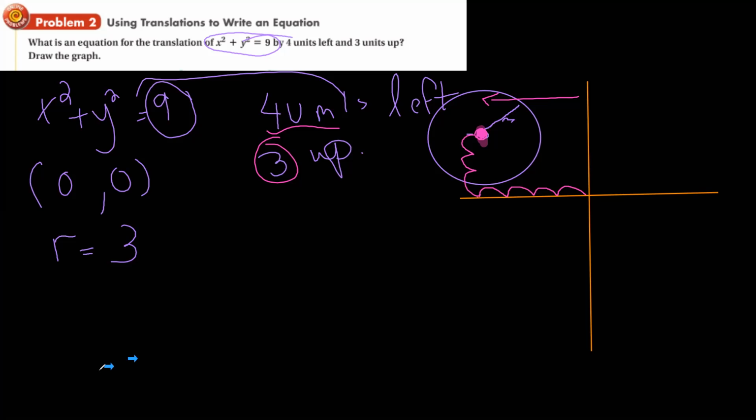Now, here you have an equation of a circle. As we know, it's x squared plus y squared equals 9. After I translate it 4 to the left and 3 up, this is my new circle. Is it clear? Yes.